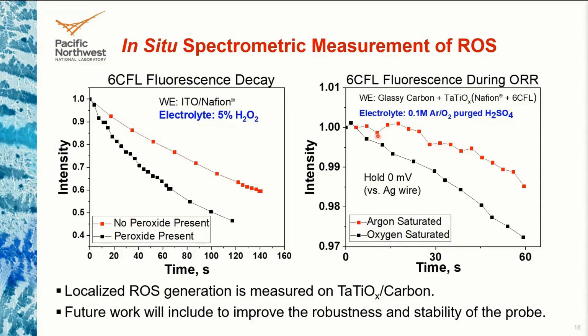In the presence of the catalyst, a similar trend happens, wherein when you have a catalyst layer, but instead of oxygen purged electrolyte we use argon saturated electrolyte, the fluorescent decay is minimum. But as soon as you start to use oxygen saturated electrolyte, we have an increase in the decay activity. So this increase in the fluorescent decay represents the additional ROS, the reactive oxygen species, generated on the particle.